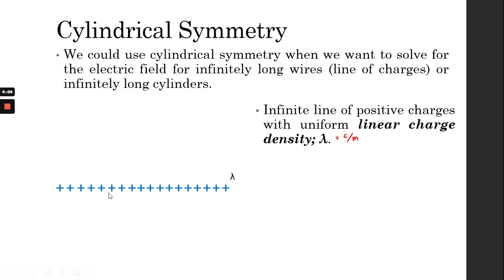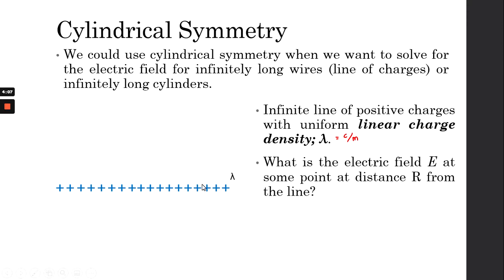So you may want to call this your lambda, and then you may want to ask, what is the electric field E at some point at distance R from the line? So for example, you choose this part of your wire and you want to find out the electric field at this point. What is the electric field at this point if you have a long wire? In order for you to solve this type of situation, what you have to do is create a Gaussian surface. Remember what a Gaussian surface is.